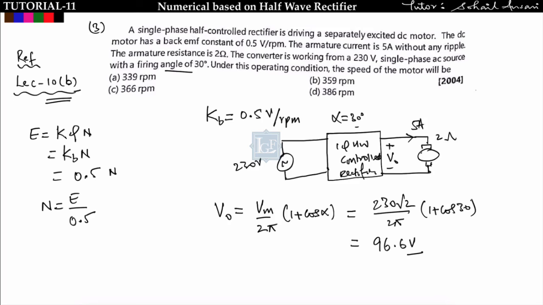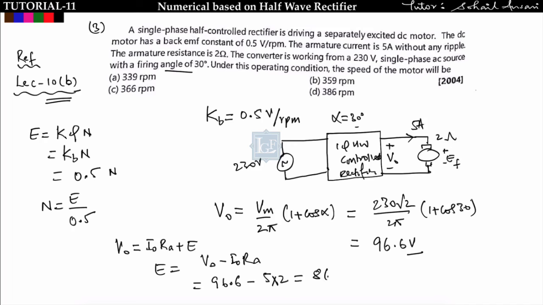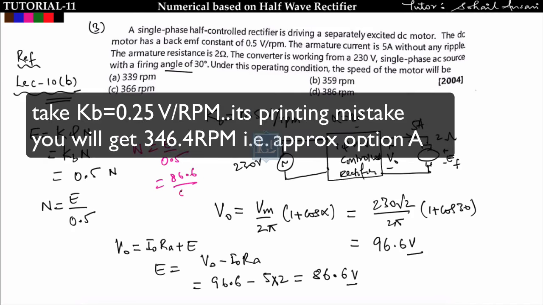Now this V0 is the terminal voltage for this DC motor. So V0 I can write as I0 into RA plus E. So E will be V0 minus I0 into RA, that is 96.6 minus I0, which is given as 5, into 2, that is 10. So E will come out to be 86.6 volt. Now you can easily find the value of N. You will get E by 0.5, that is equal to 86.6 by 0.5, that is equal to 173.2 rpm. Okay.